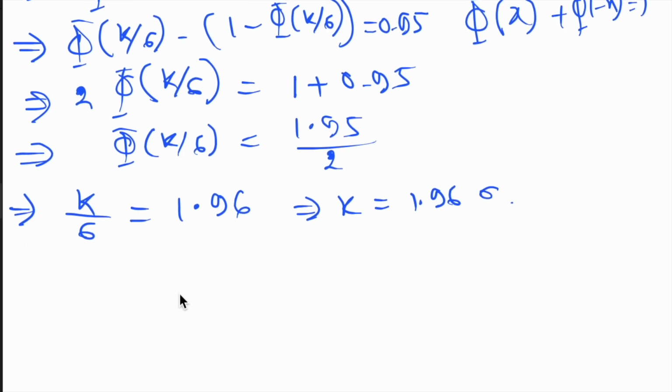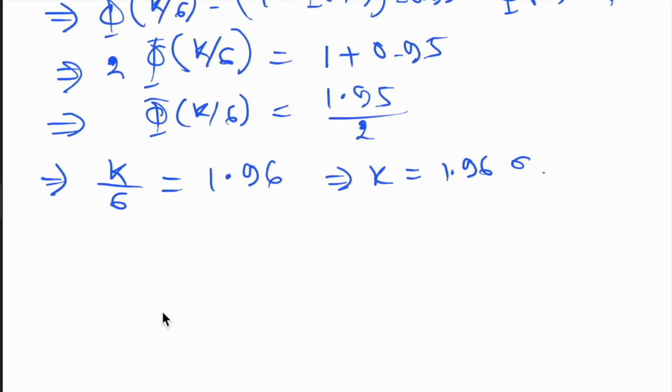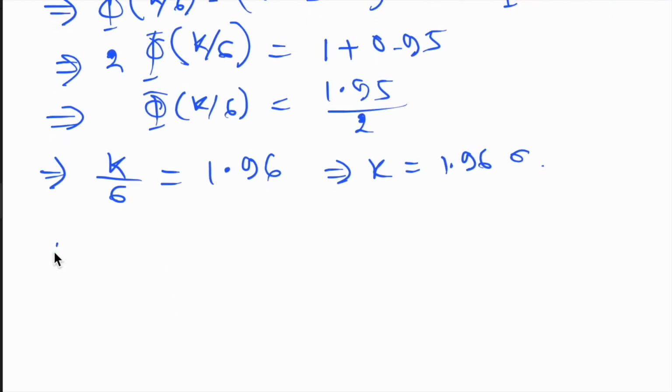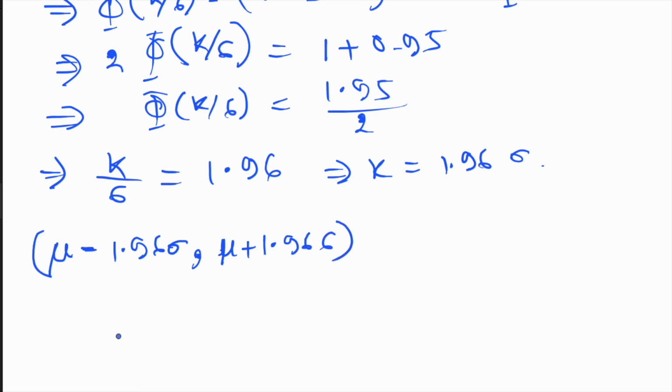Therefore the required shortest interval is mu minus 1.96 sigma to mu plus 1.96 sigma. So that is the answer to question 10. That is the end of today's session. So that's all.